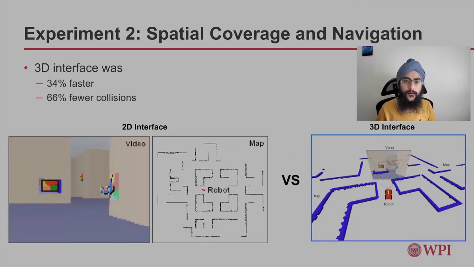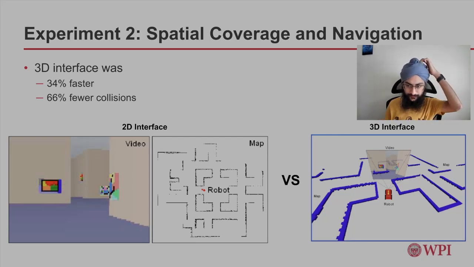So now, looking at experiment 2, this is a task in more of an open room rather than a maze with walls and obstacles in the middle. The 2D interface had a video, and then it had a map that was always oriented with the north facing upward. And then on the 3D interface, we have a camera that's following above and behind the robot. And then we can see the video feed projected in front of the robot.